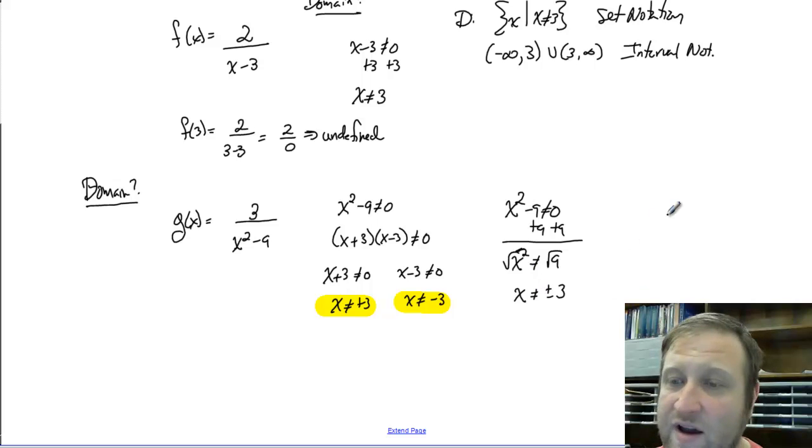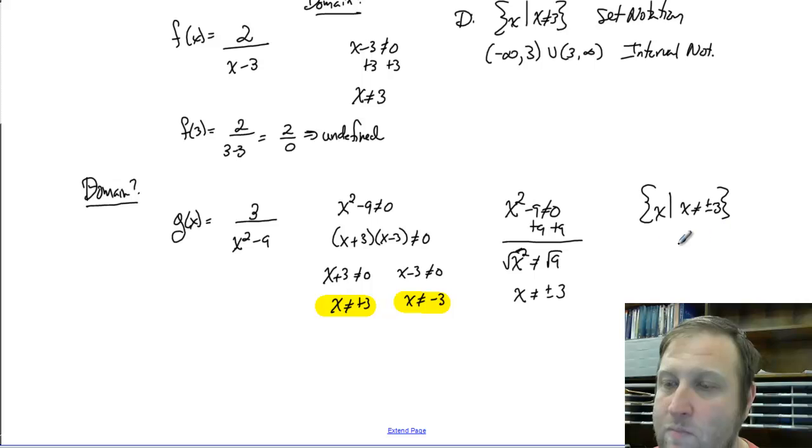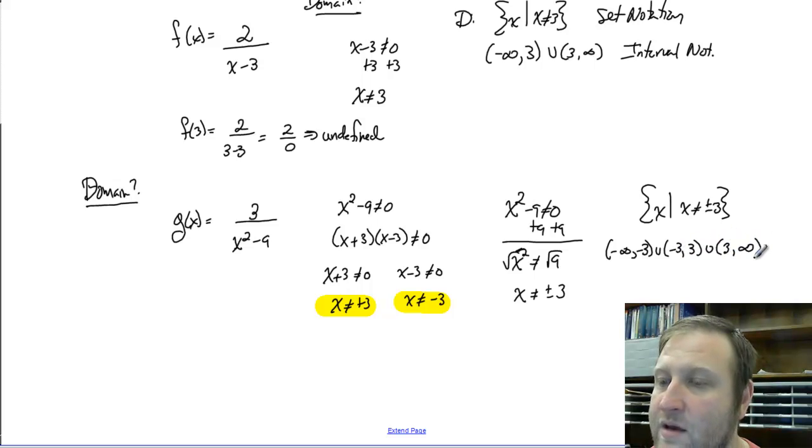Either way is fine. Writing the domain out, we would have the values of x such that x cannot equal plus or minus 3. Or we'd write this in interval notation. A lot of times interval notation can be a little convoluted, but we're going to start off here at negative infinity and go until negative 3. We're going to include negative 3 to positive 3, and then we have to include positive 3 to infinity.